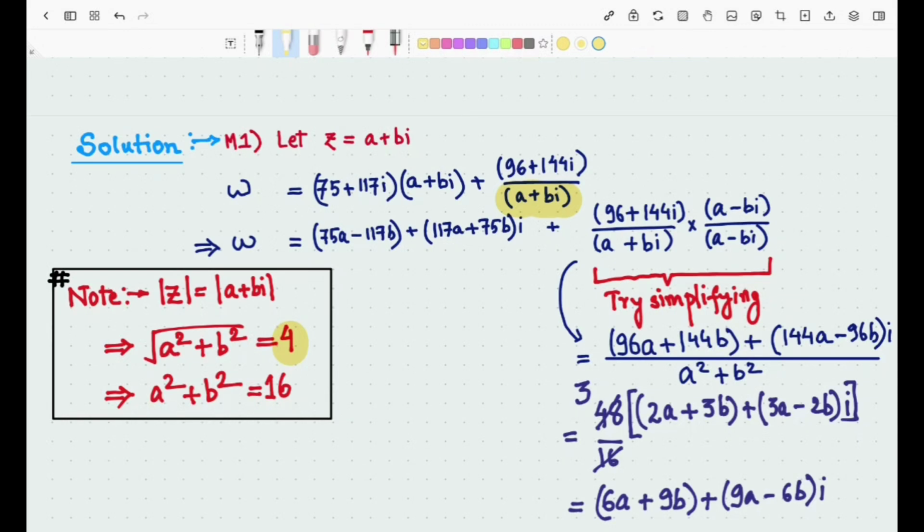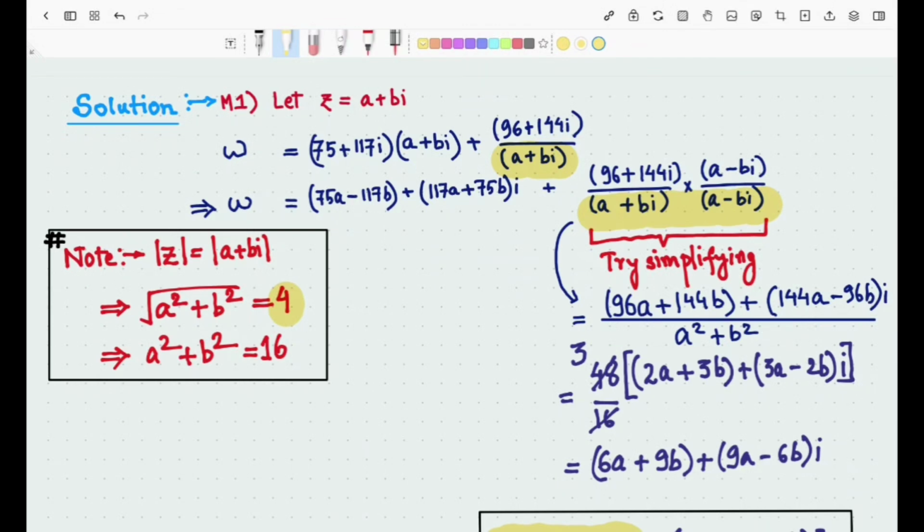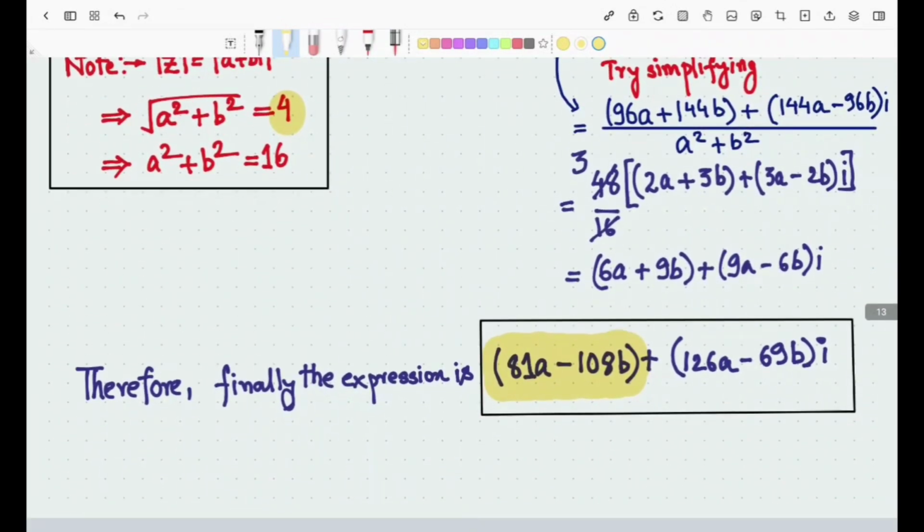The denominator is very nasty, so we will simplify the denominator and put the values together. The value of this comes out as a very nice entity. So now finally the expression becomes 81a minus 108b, but believe me, this method is very long and very hard working. I wouldn't have solved it like this if I had been the student giving the exam. From an exam point of view, I wouldn't have solved it like this.